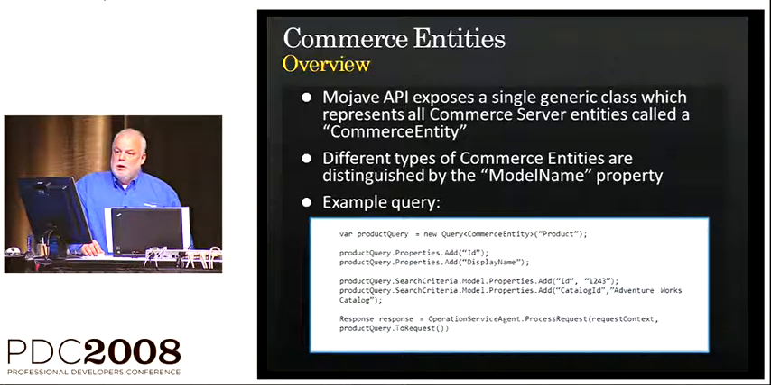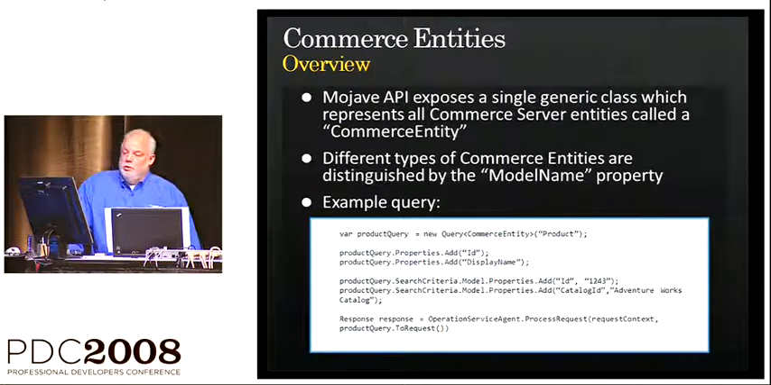So a little bit more about commerce entities. A commerce entity, again, is a single generic class that represents all commerce entities. So the way we distinguish different commerce entities is with the concept of a model. A model is what we use to describe a particular kind of commerce entity, like a product. So when we tell it we have a model called a product, we're actually telling it that there are certain properties that are available in it. And we use metadata to distinguish what those properties are.